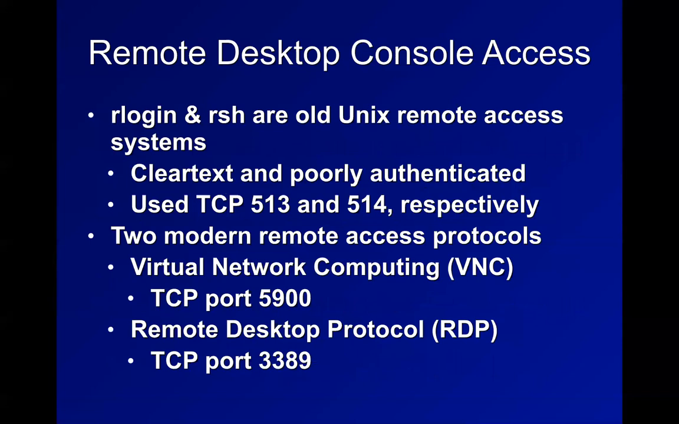RLogin and RSH are old Unix remote access systems that sent clear text like Telnet. The modern ones are VNC and RDP. VNC is from the open source community. These are ways to move a graphic desktop to you from a remote server, so you can use the mouse and open windows and everything on a remote server.